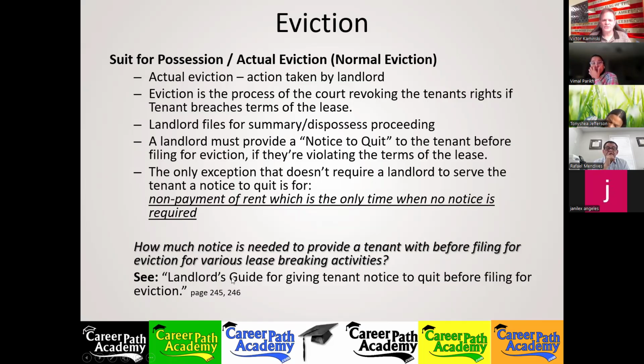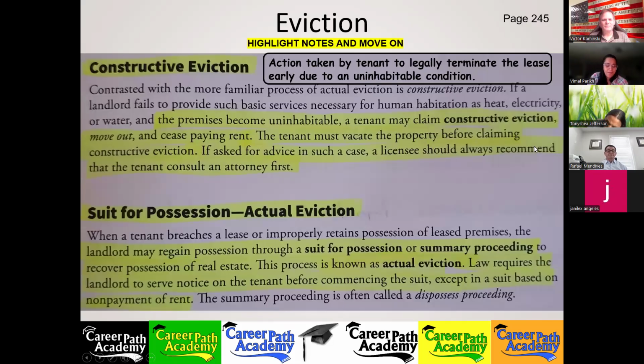So on the next page, there's going to be what I call the landlord's guide for giving tenant notice to quit before filing for eviction. I know it's a mouthful, but it's descriptive. So, we're not there yet. Okay, so let's first do the highlights on constructive eviction and suit for possession, the actual eviction. Let's first do that, and then we'll get to that guide that's right underneath that.